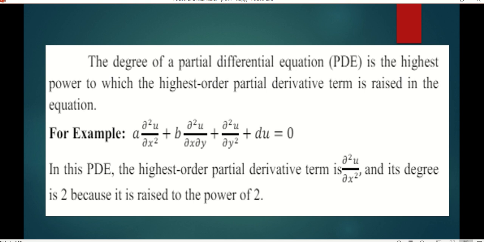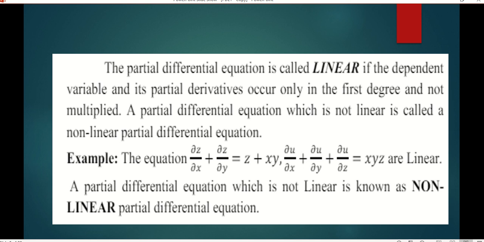Similarly, we can speak about the degree of the partial derivative. That means we have to see the highest power to which the highest order partial derivative term is raised in that equation. Suppose if we consider this example, here the second derivative occurred but its degree is 1. So in the linear differential equation, ∂z/∂x plus ∂z/∂y equal to z plus xy, the coefficient of the dependent variable is constant. So we can say that this is a kind of linear equation.